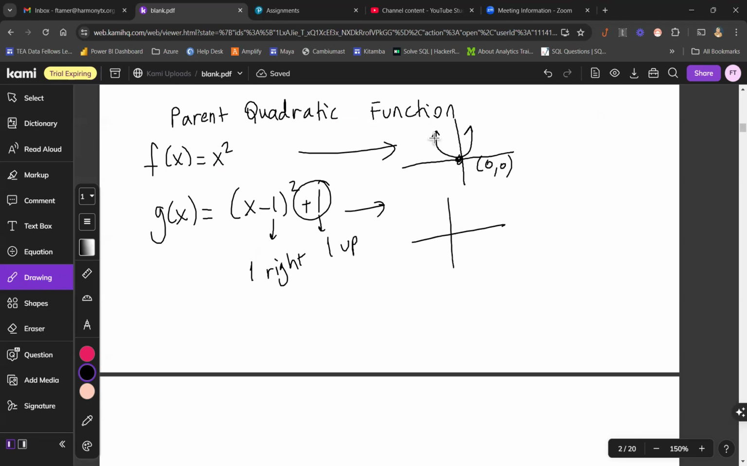Every single point on the graph will be shifted 1 unit to the right and then 1 unit up. So this vertex (0, 0) is going to move 1 unit right, 1 unit up. This will be the turning point for the graph. Instead of having the vertex at the origin, now the vertex will be at (+1, +1), (x1, y1). So this is the general information about quadratic functions.